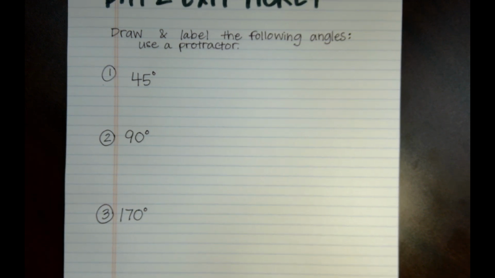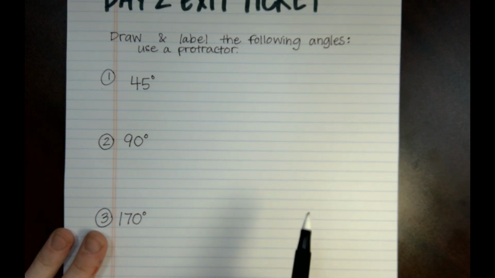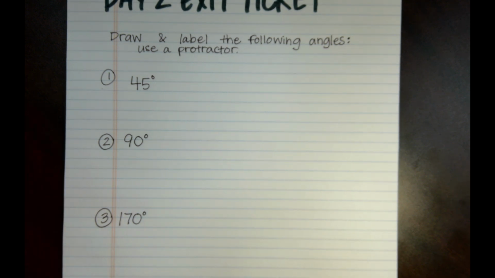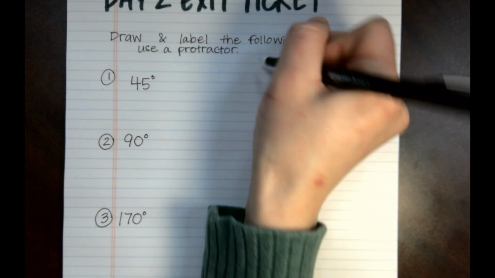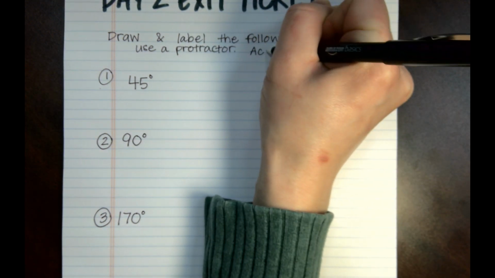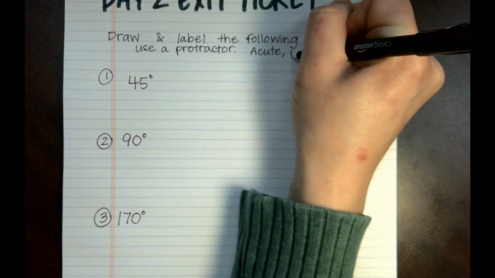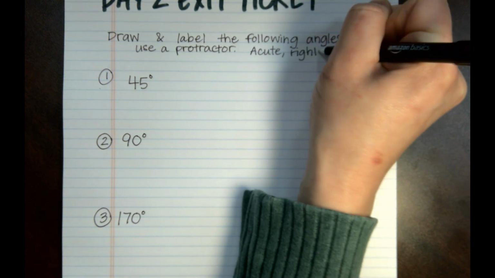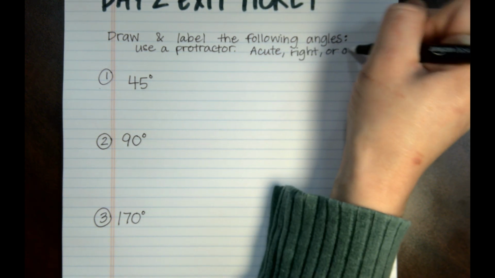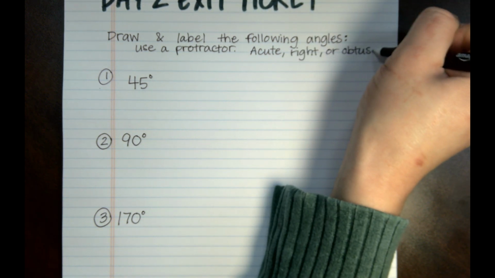Okay, so when you draw them, remember what I'm looking for is that you write how many degrees, you make sure you put the arc in there. And I also would love for you to tell me, is it acute, is it right, or is it obtuse? I will write that as well. Right, or obtuse.